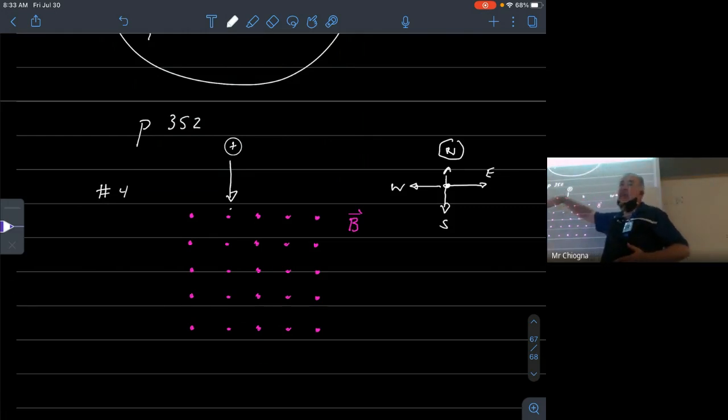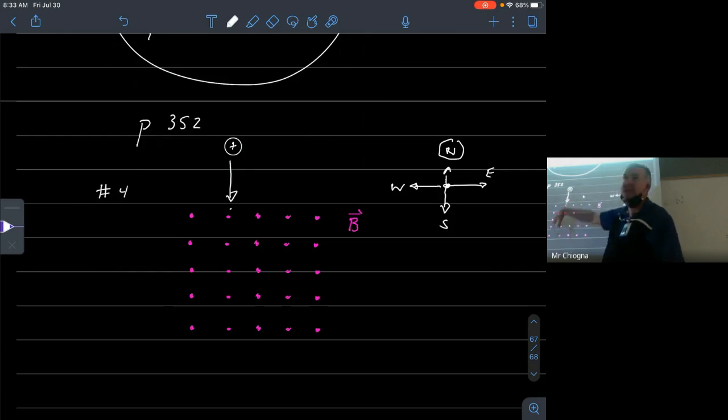Remember, use a right-hand rule. It's a flat right-hand rule to determine the direction of the force acting on a moving charge. Either it's a current or a moving charge. It applies to either. It's all moving charges. If it's a current, it's a flow, a bunch of moving charges. If it's a single charge, as in this case here, the same rule applies.